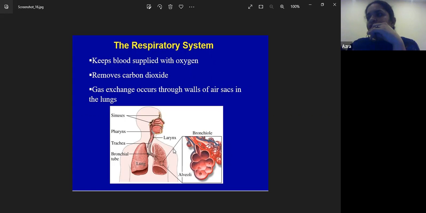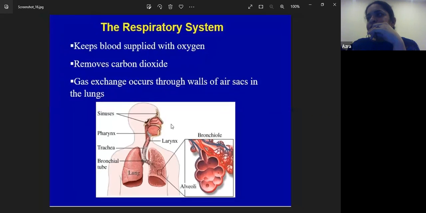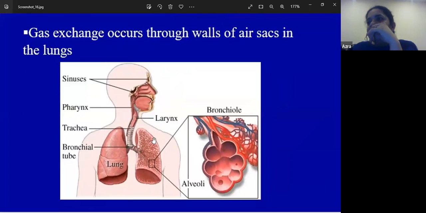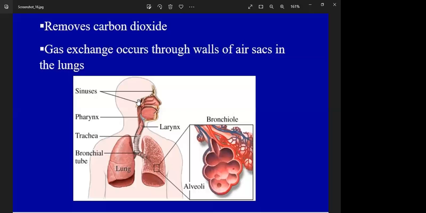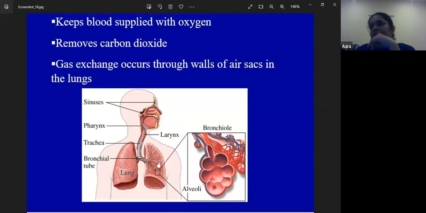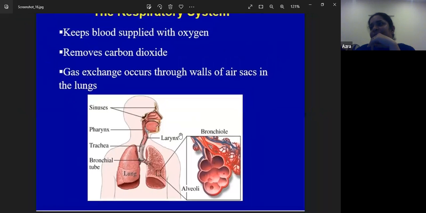So this is the structure of the lung. This is a bronchus. This is the trachea. This is the pharynx, and this is a sinus. And this is the alveoli, and this is the larynx.